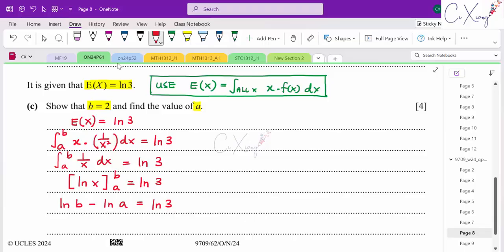Okay, and then from the part b just now, you already know that a can be written as b over b plus 1. So I substitute the result in the part b into this step here. So I'll be having b over b plus 1 equals to ln 3. Okay, so what is the next step here?